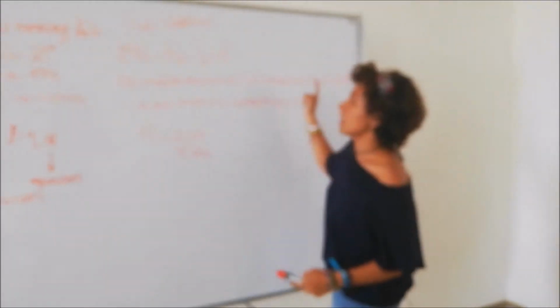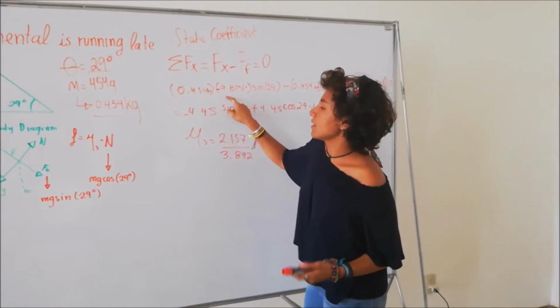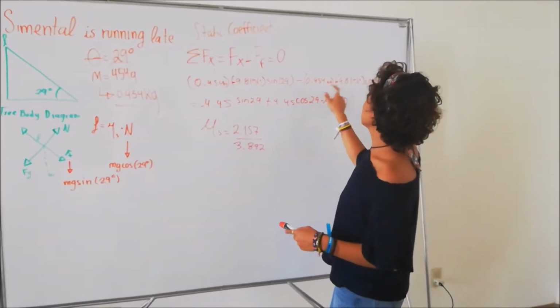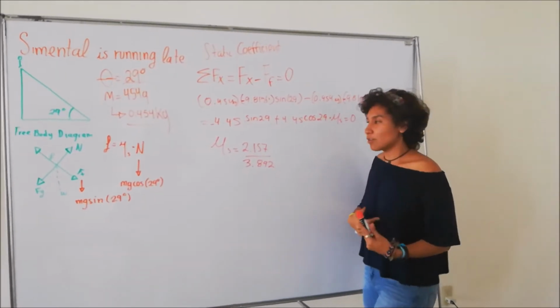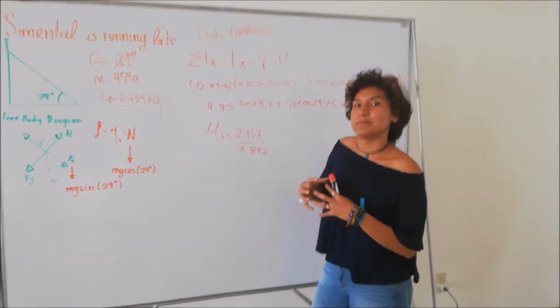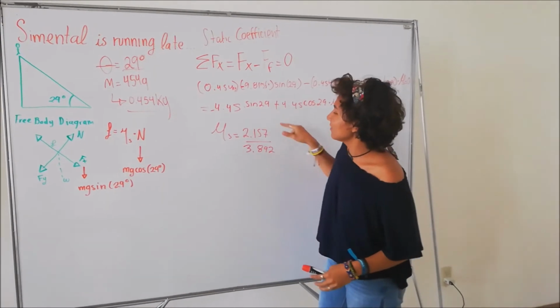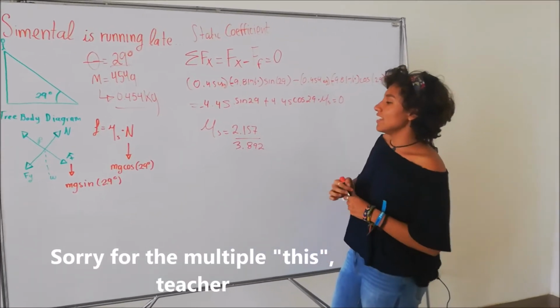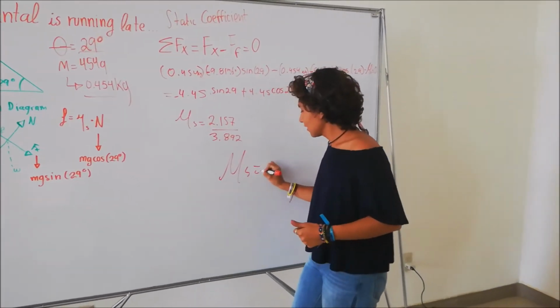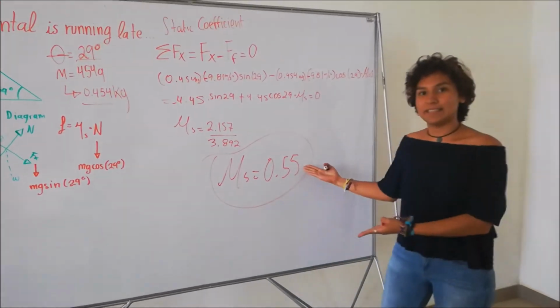We need to multiply this times this, and this times this, and then we need to isolate the static coefficient, that is the multiplication of this over this, and the answer must be... Wow. Let's suppose now Cimental is moving, okay?